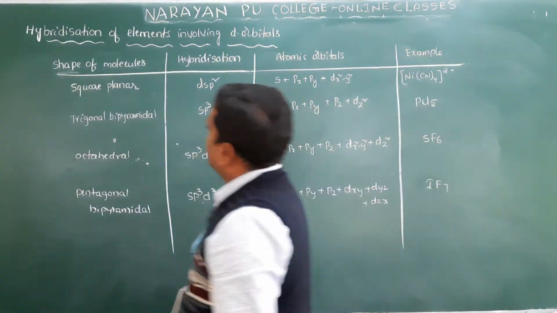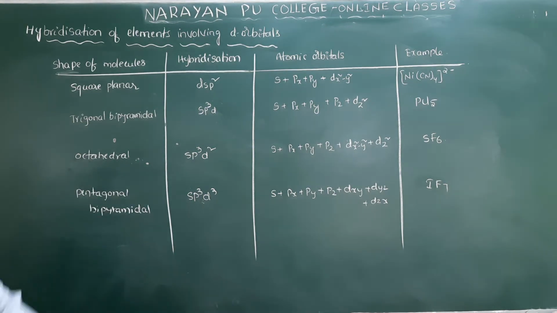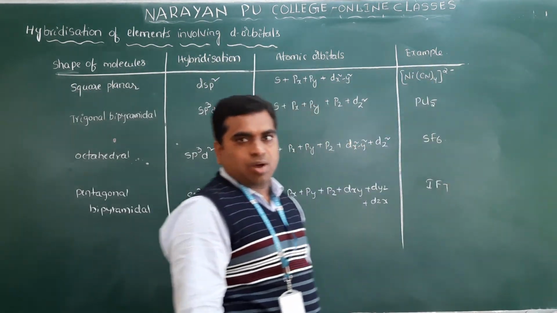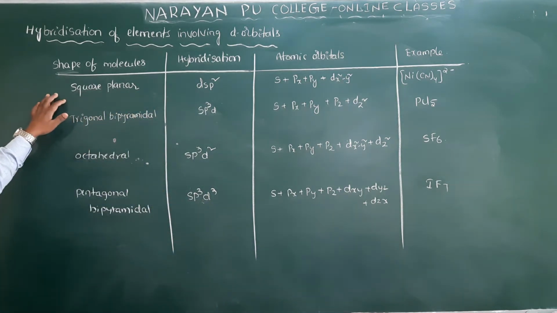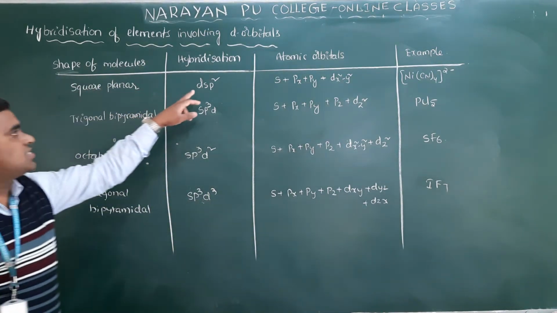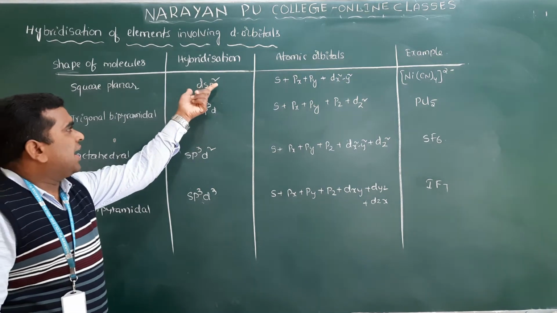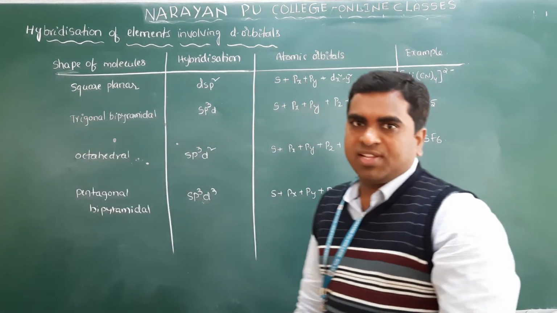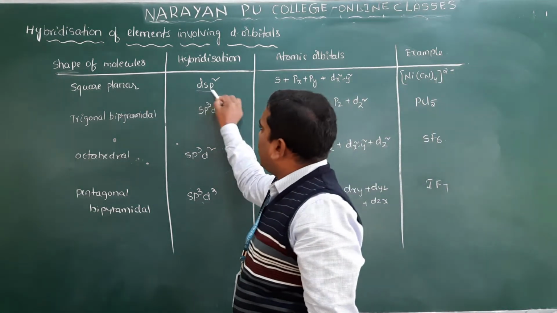So the next one is a table I am giving here: shape of molecule, hybridization, atomic orbital, and example. The first one is square planar. What is the hybridization here? dsp2. How it forms, we will discuss in coordination compounds, the next chapter in the second year. There we will discuss how it forms.